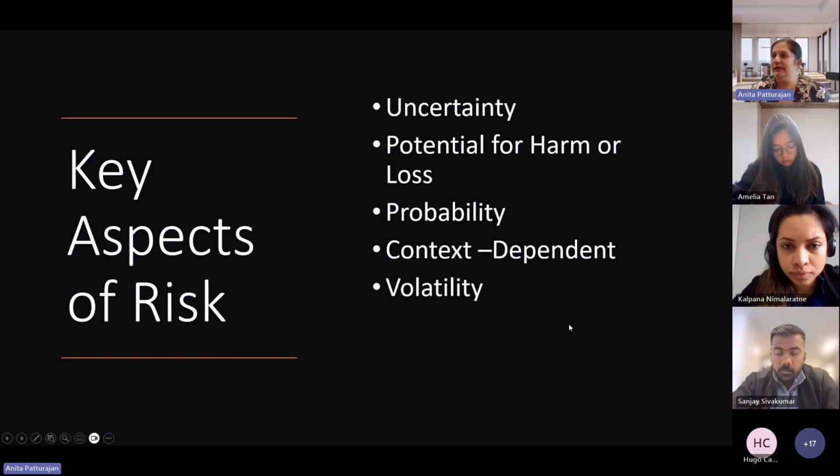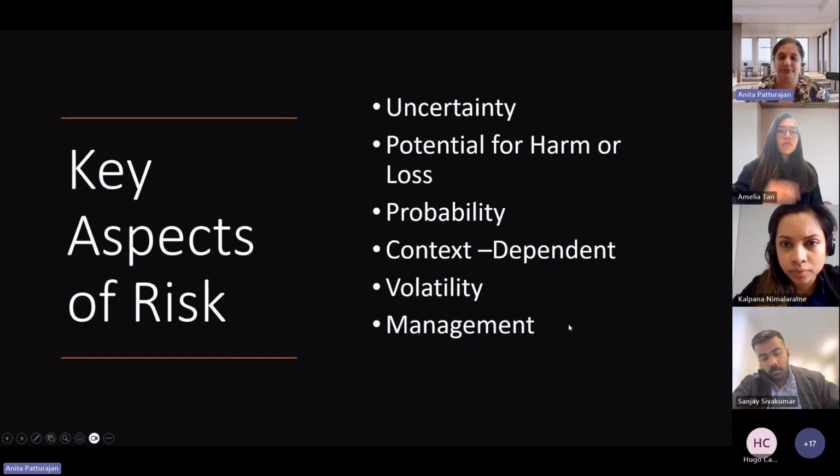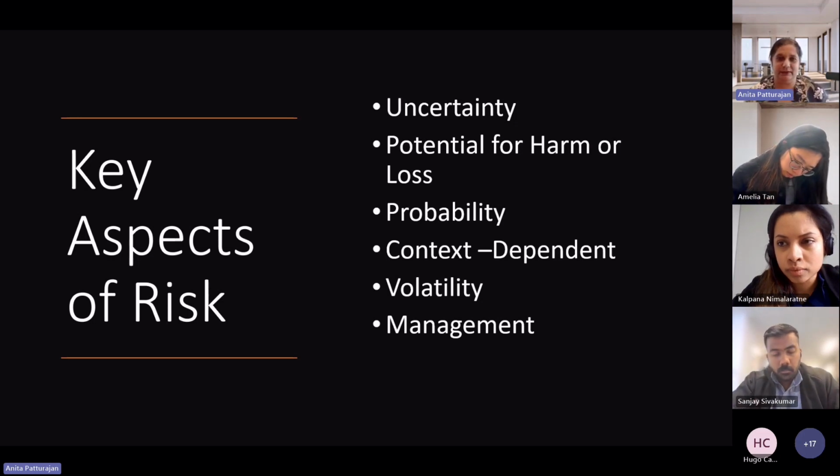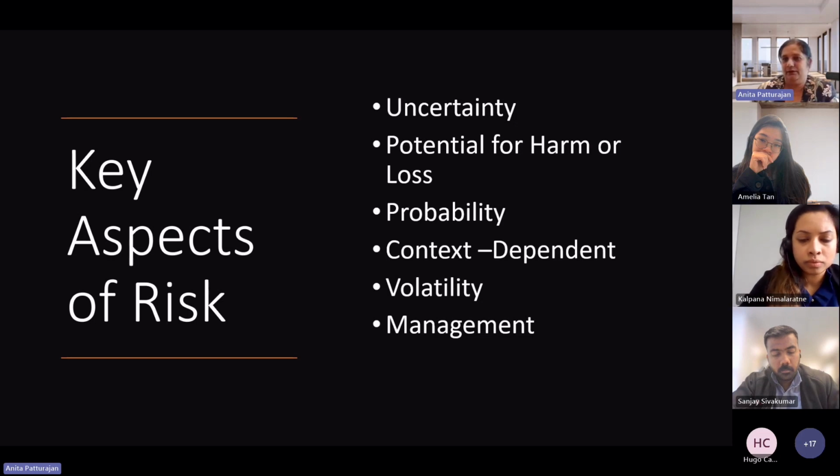And of course, the key part of risk is the management aspect. You can do all of this understanding, but the most important, critical part is those controls. So this follows a process: identifying, assessing, and mitigating risks. That risk management is the critical part, to ward off adverse events.